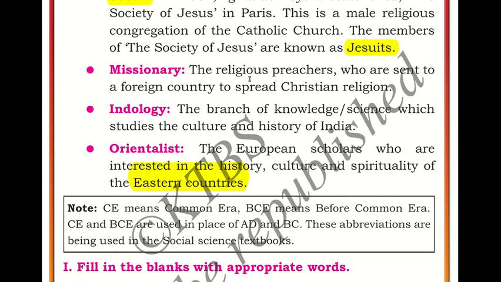Finally, we have a note about the abbreviations that are used throughout the lesson, that is CE and BCE. So CE means Common Era and BCE means Before Common Era. So these are being used in place of AD and BC. Previously in history, the terms Anno Domini and Before Christ were very popular to denote the timeline. But now they're being replaced by more religiously neutral abbreviations, that is Common Era and Before Common Era. These abbreviations are being used in social science textbooks.